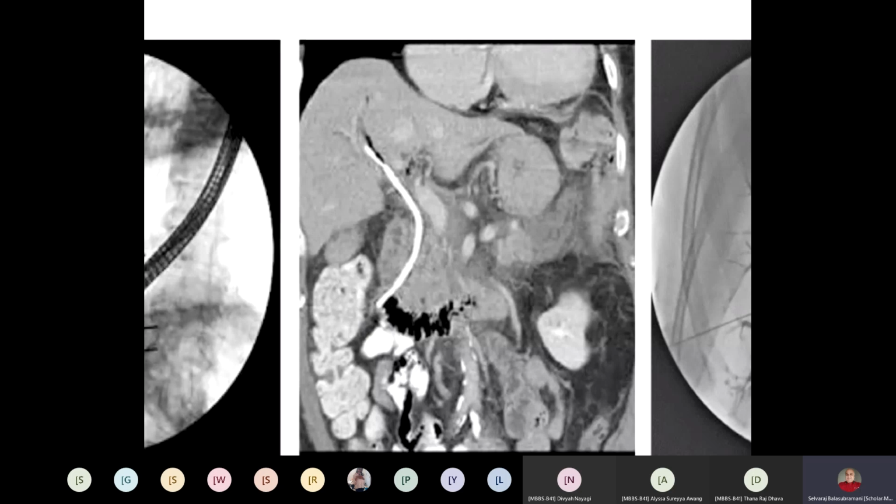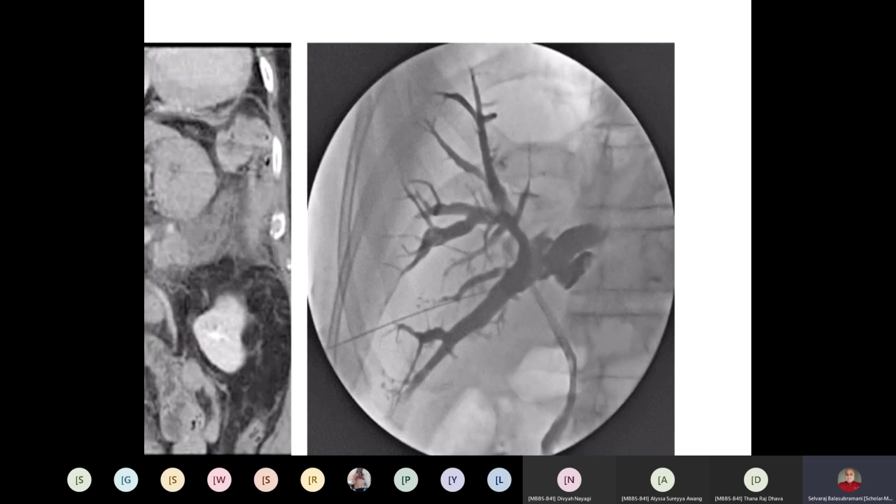How will you put the stent inside in the CBD? What will you use to put it inside? ERCP. Yeah, correct. You are correct. You have to use the ERCP to put the stent inside. Okay. If this is not possible, what is this?